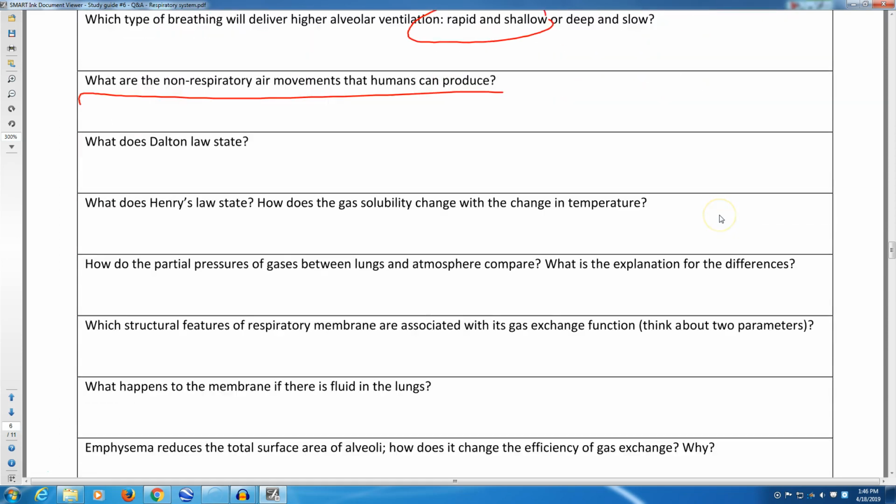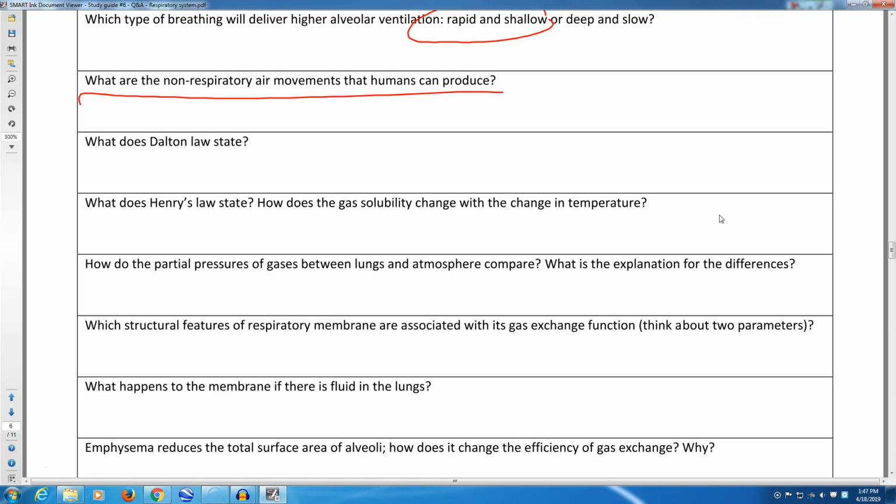Now Dalton's law states that the total pressure of the mixture of gases is the sum of individual pressures for each gas. So the partial pressure of the gas, does that make sense? Yes. The pressure of the mixture of gases is the sum of the individual pressures of each individual gas. Okay.